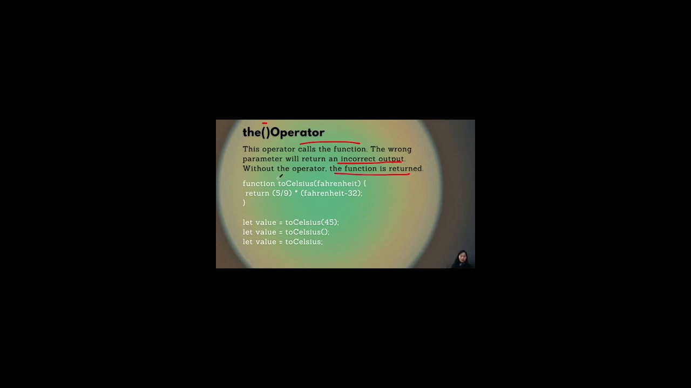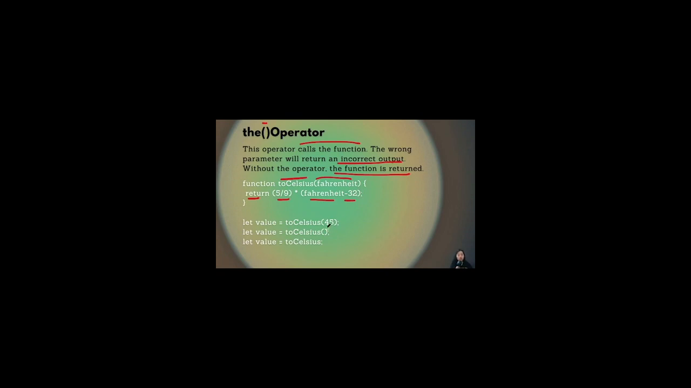Now we have a function that converts Fahrenheit, this parameter, into Celsius. We're going to return 5 divided by 9 times the parameter Fahrenheit, so whatever the user or us put in, minus 32. So let valueToCelsius, we're passing in 45. We are converting 45 Fahrenheit into Celsius using the formula that's inputted into the body of the function.